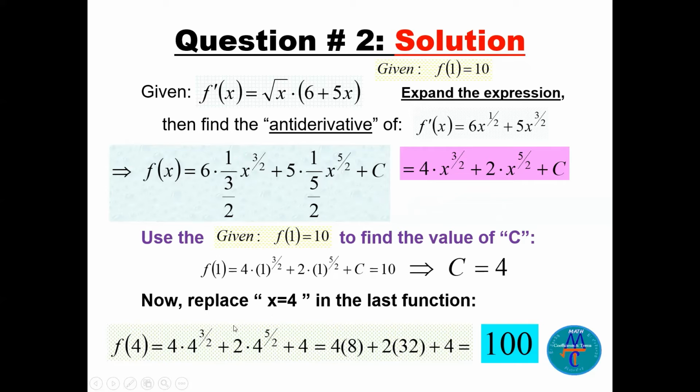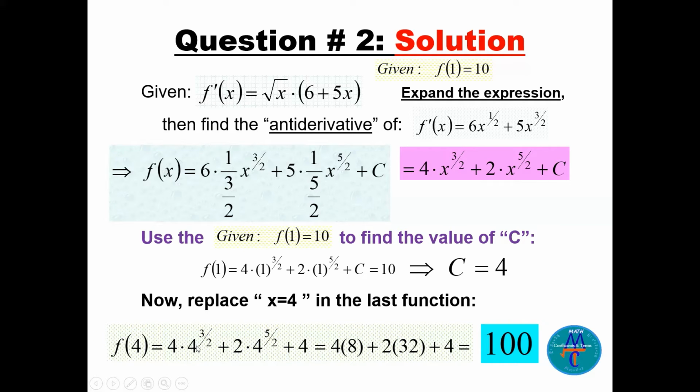So now we need f of 4. The question says find f of 4. So I replace x by 4 in the function f. And also there is a capital C. It happened to be 4. It can be any other number, minus 1 or 7 or 0.